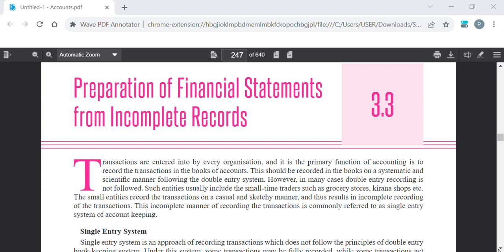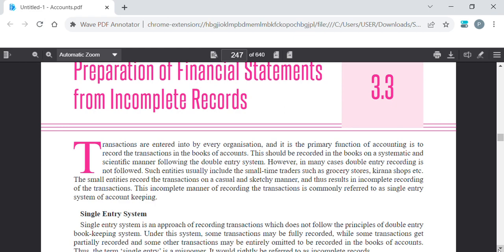All those systems had a drawback. The incomplete, single entry system had a drawback, so there was a need to go for a proper double entry system. The double entry system was introduced at a later stage, and before that we had the single entry system. This chapter has sums and theory related to the single entry system. The chapter is very easy and important. You can expect it for 7 marks or 8 marks, as a long sum, short sum, or objective type question.